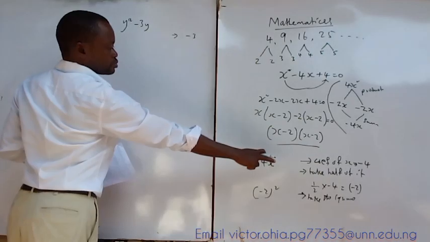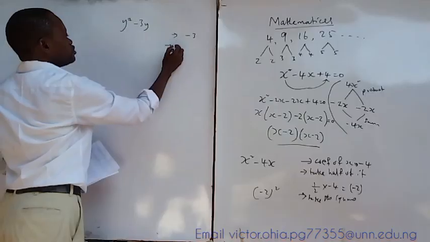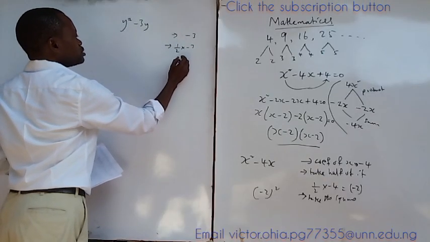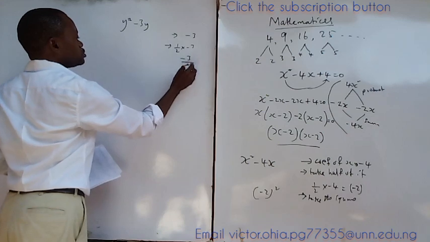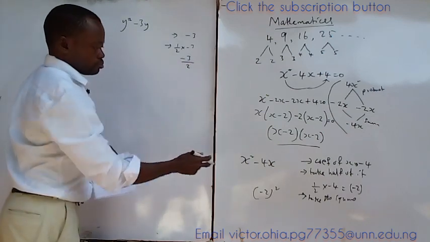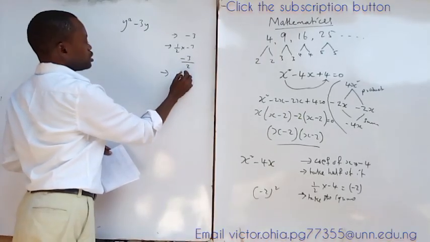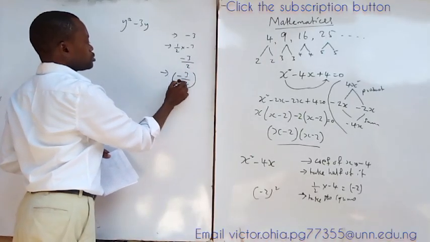The second step, half of it. The half of it is 1 over 2 times minus 3, and that's going to give me minus 3 over 2. We take the square. The third step is minus 3 over 2 all squared.